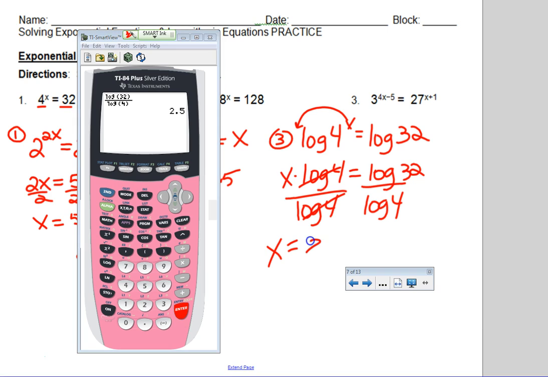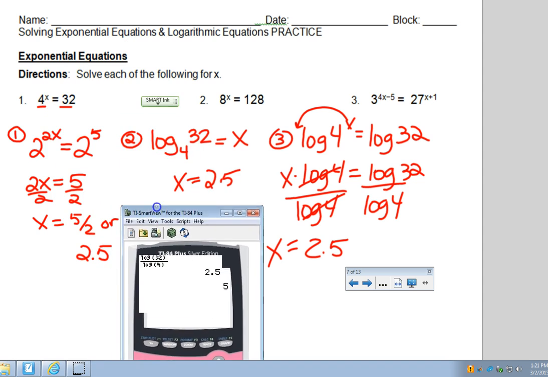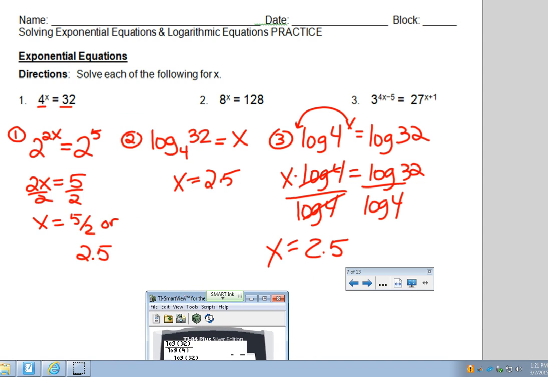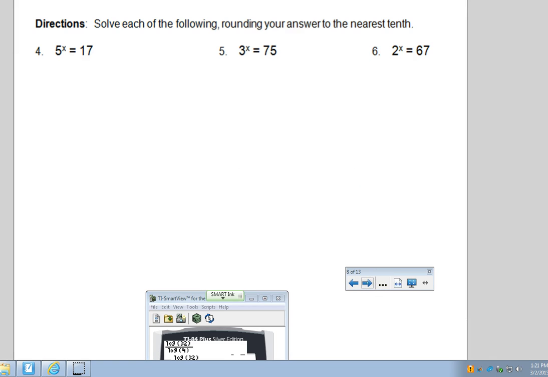So those are all 3 methods to illustrate what you could do, but sometimes one method will be better than others in certain particular problems. Okay, so I'm only going to do one there. I'll do problem 4 next.